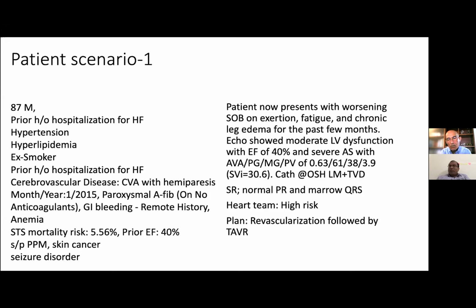The heart team found him to be a high risk candidate for surgical aortic valve replacement. He's planned for a revascularization followed by TAVR. I forgot to mention that the cath at an outside hospital showed severe TVD with left main disease.